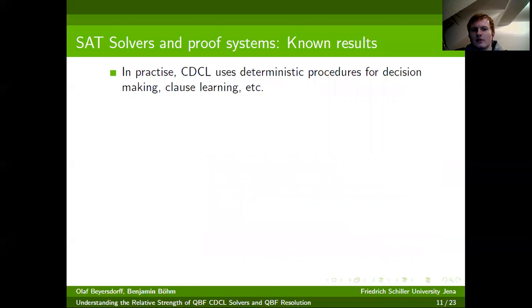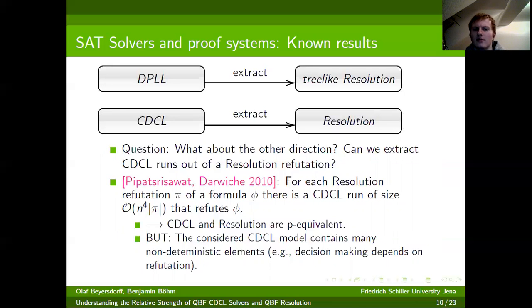But in practice, CDCL uses deterministic procedures for things like decision making or clause learning. So we can't really say "choose any decision"; we have to specify this. So this result only holds for this partially non-deterministic proof system.